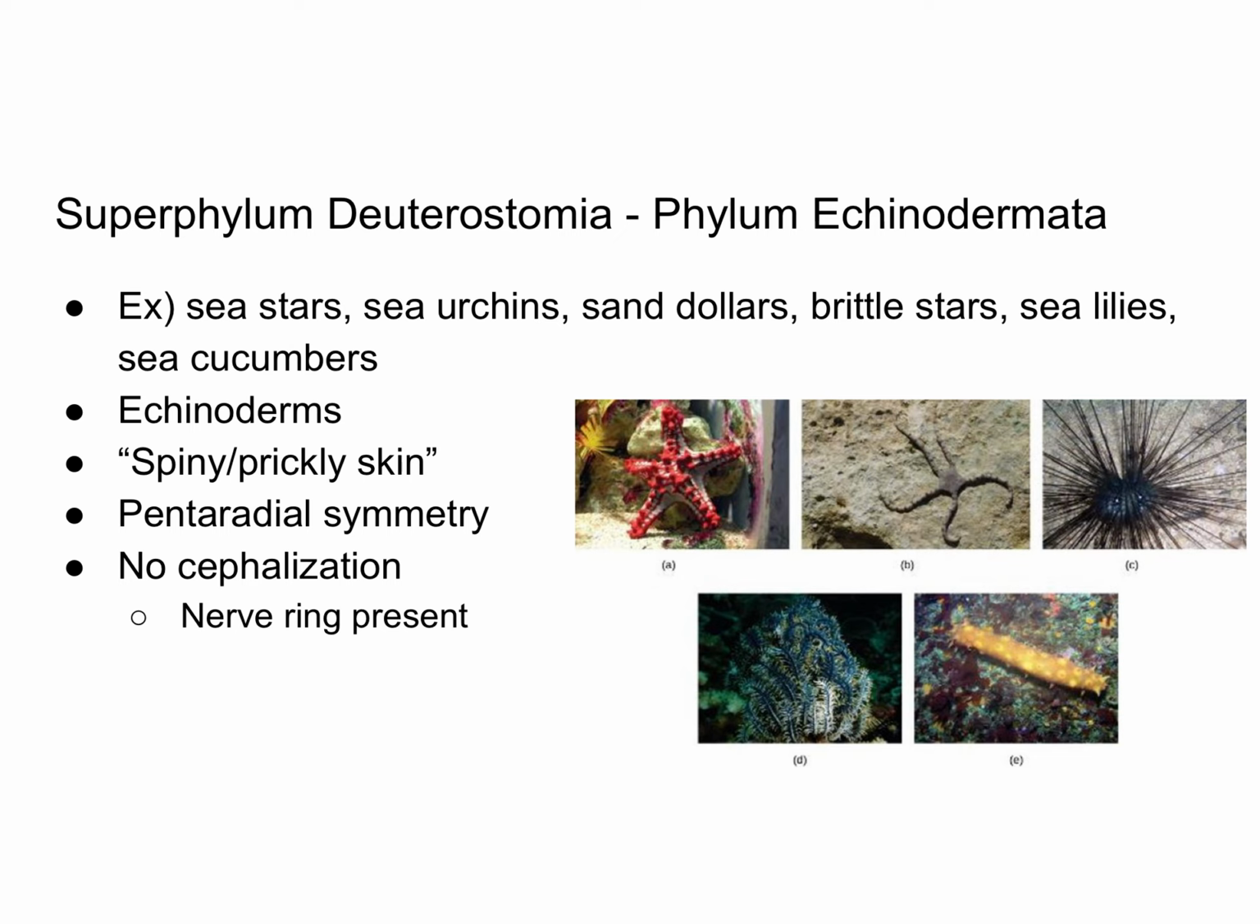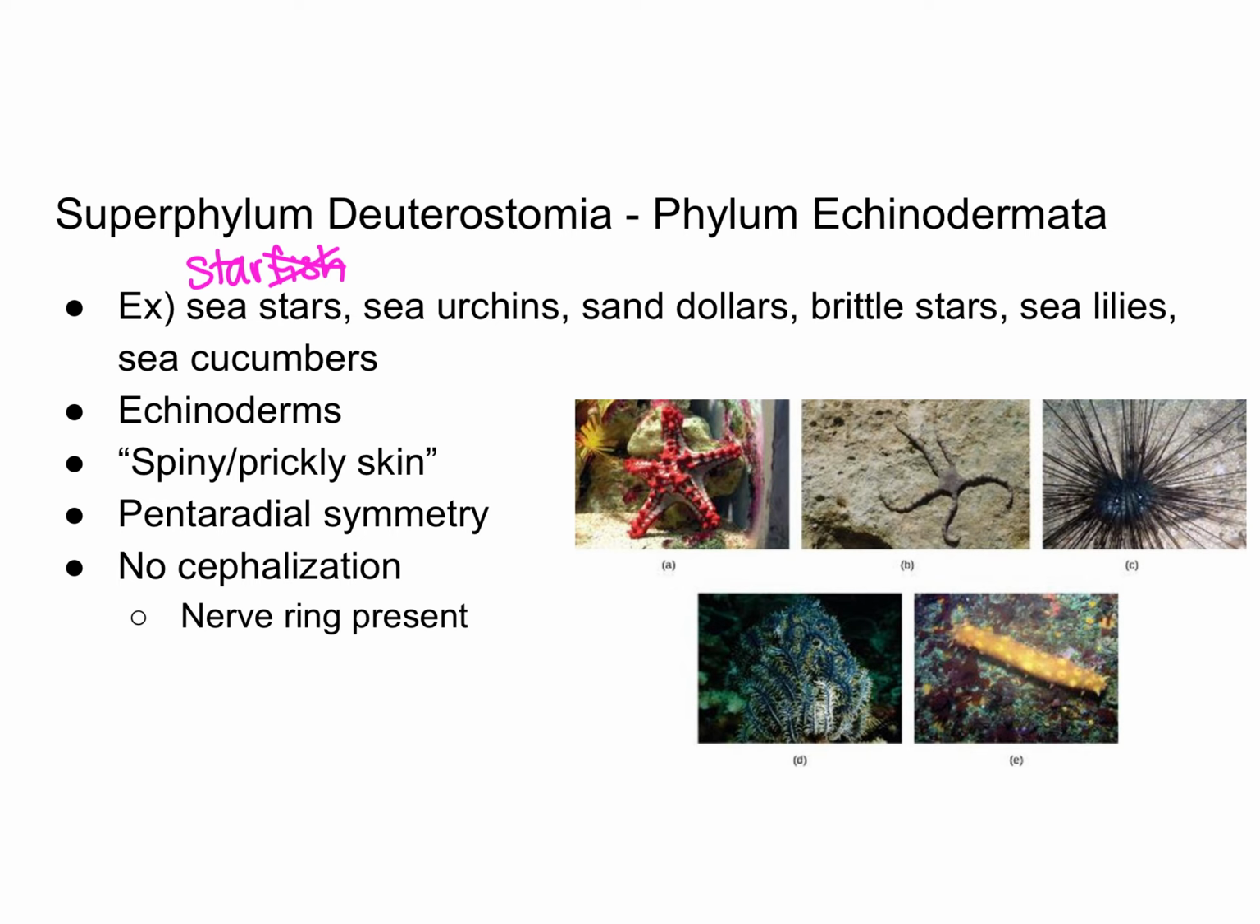The organisms in phylum Echinodermata include things like sea stars. These used to be called starfish. But just like the jellies, they are not fish. And so the more current term is to call them sea stars. There are also sea urchins, sand dollars, brittle stars, sea lilies, and sea cucumbers.